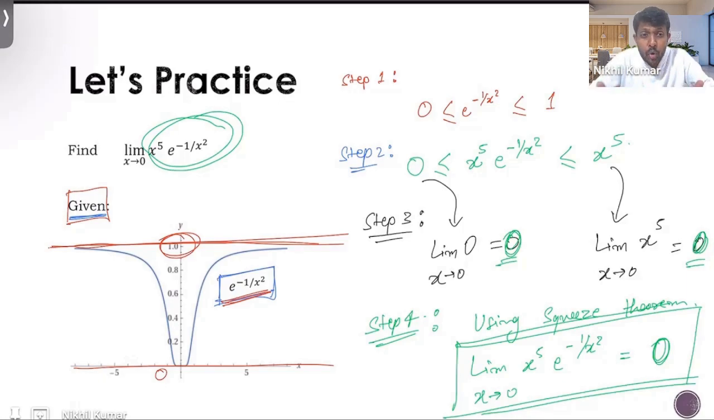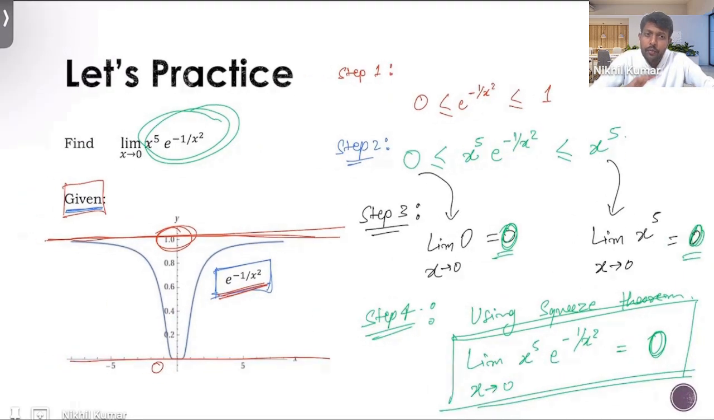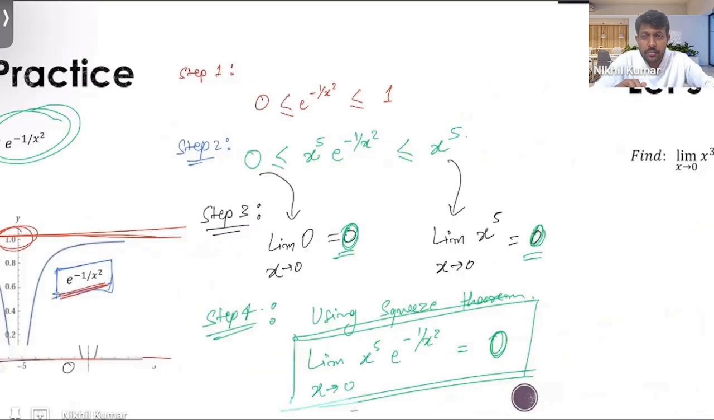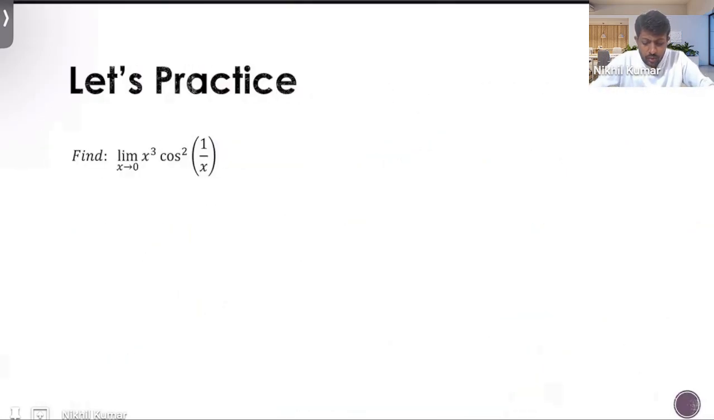We have a couple more practice questions on using the sandwich theorem. If you want, you can go through those examples as well. If you think you've understood the squeeze theorem perfectly well, you can move on to the next section, which is the L'Hopital theorem. That's another way of finding out limits. For the others who want more practice, let's move on to the next question.